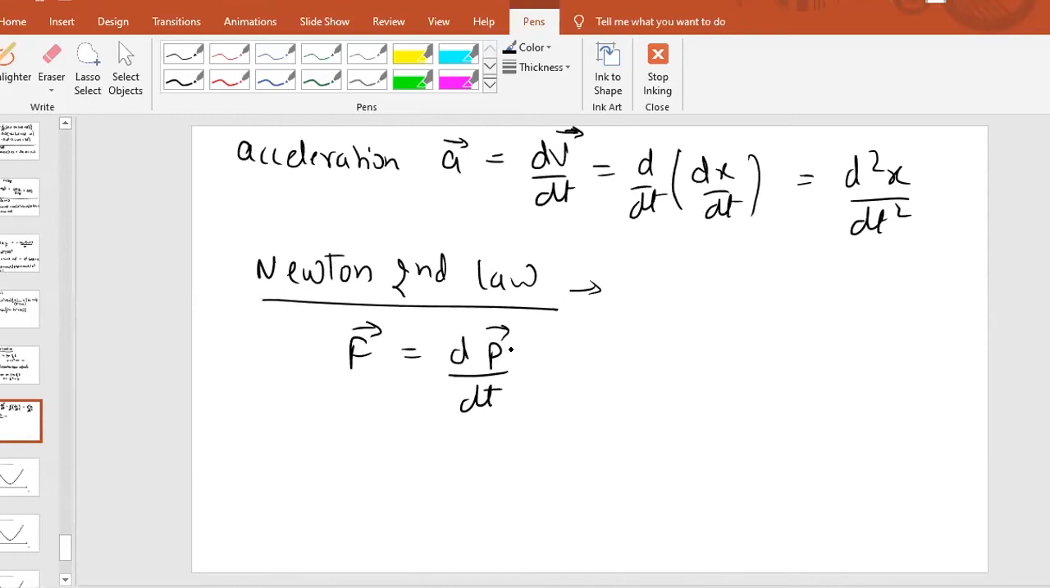So the rate of change of momentum. Momentum here is p. And what is p here? The product of mass into velocity is the momentum. And if we differentiate momentum with respect to time t, we'll get the force. So these are some applications of derivative here.